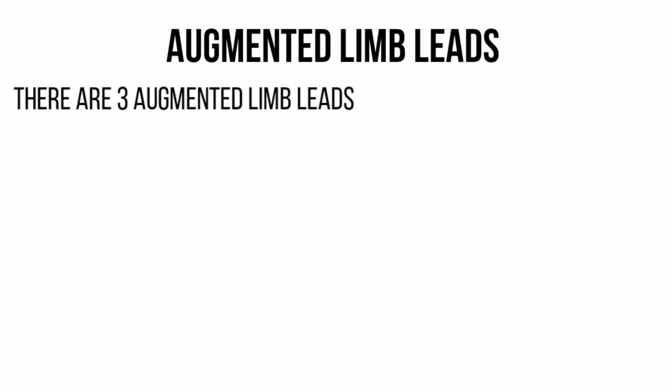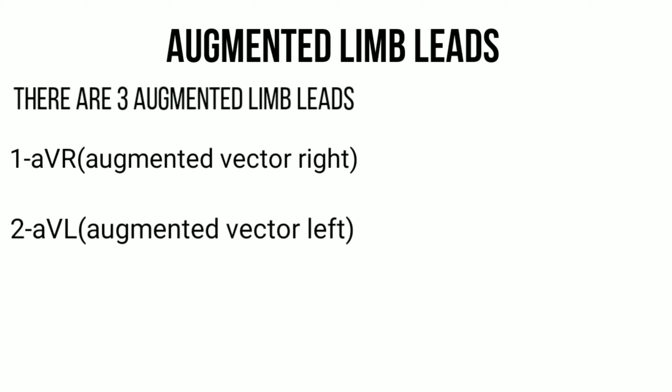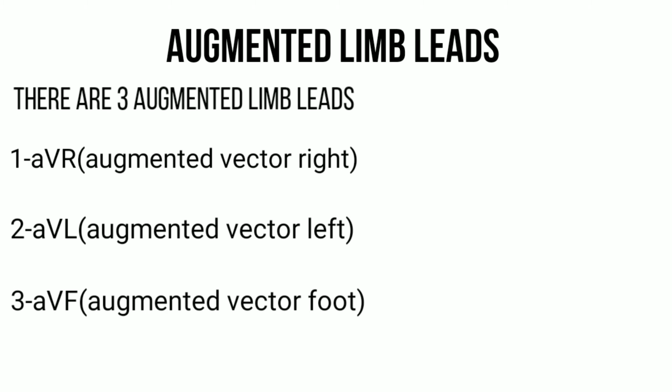There are 3 augmented limb leads. AVR, which means augmented vector right, represents the positive electrode on the right shoulder. And AVL, augmented vector left, represents the positive electrode on the left shoulder. And finally, AVF, which represents augmented vector foot, the positive electrode is on the left foot.